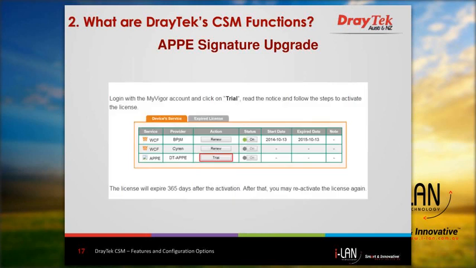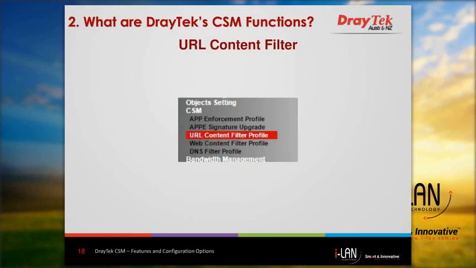And after you click on activate, you'll be taken to the MyVigor account that I've got shown here. And you'll see the APPE service listed. You just need to click on the trial as shown here and just follow the prompts. The license runs for 365 days, it's just 12 months, and then after this period you just need to reactivate this free license. So there's no cost involved, it's just a matter of registering your router and clicking activation.